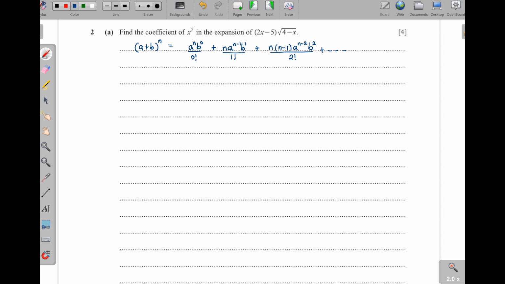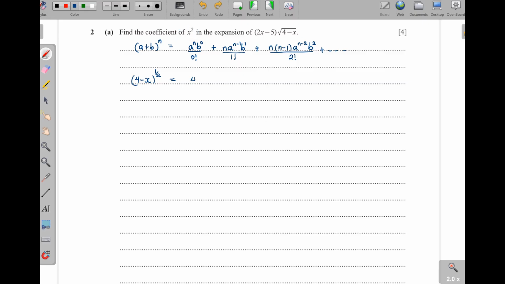Okay, so we shall have 4 minus x here. It is to the power of a half. I'm now expanding this one. This one is endless, so we just end here at this time, x squared.